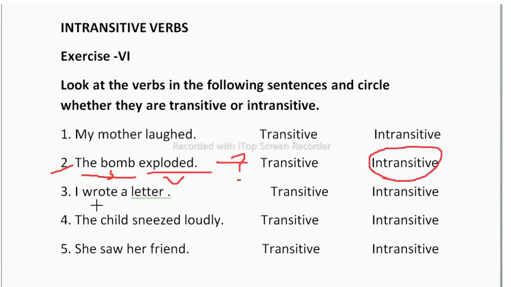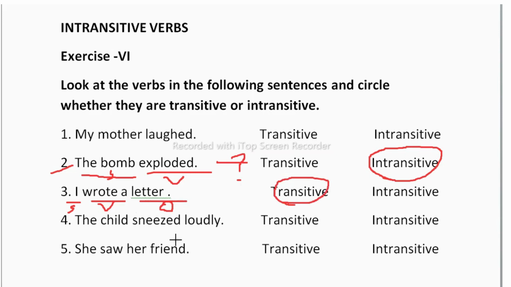Now let us see the next one. "I wrote a letter." So here we have a subject, a verb, and an object also. So can we change it into passive voice? Yes, we can change it, like "a letter was written by me". We can change it from active to passive voice. So this will be your transitive verb.